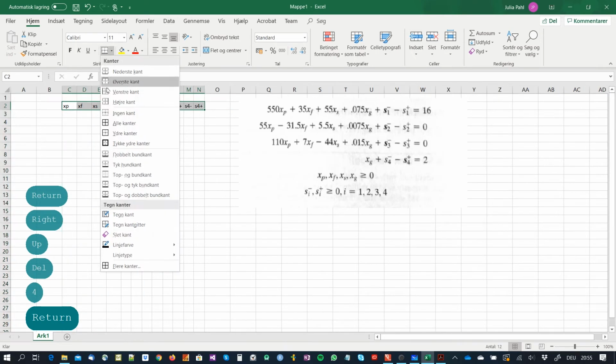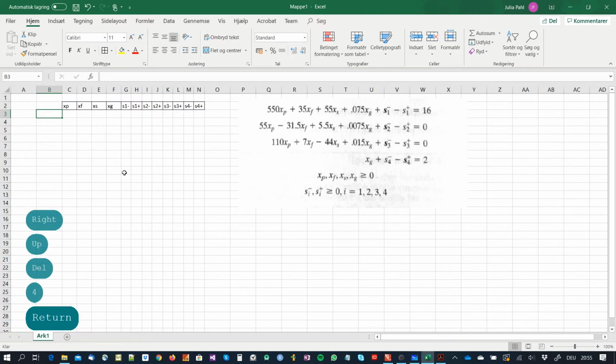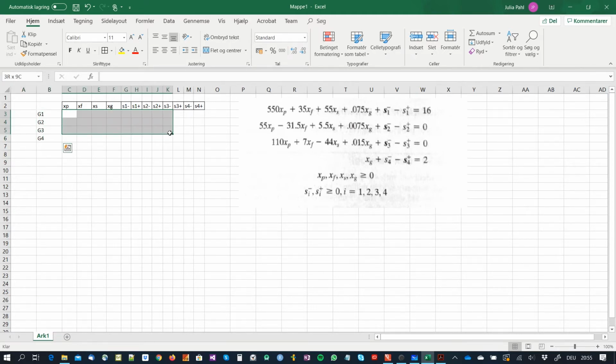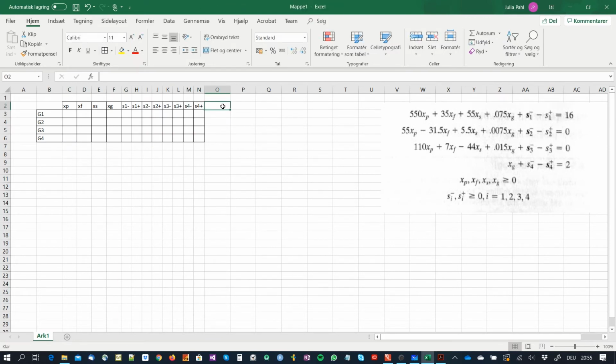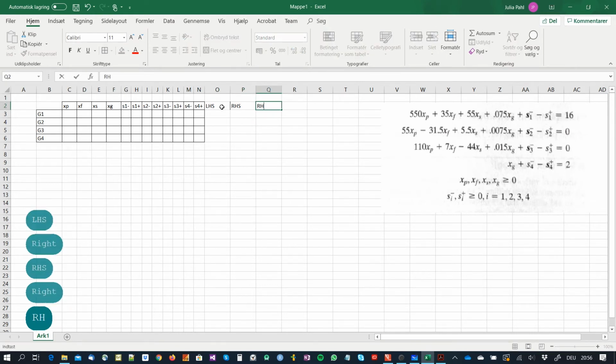Let's make it look nice. So we have 4 goals, from G1 to G4. We put them aside. So here we have a nice table. The rest that we need now is the left-hand side. Then we need the right-hand side. And I want to have also the right-hand side plus the deviation.